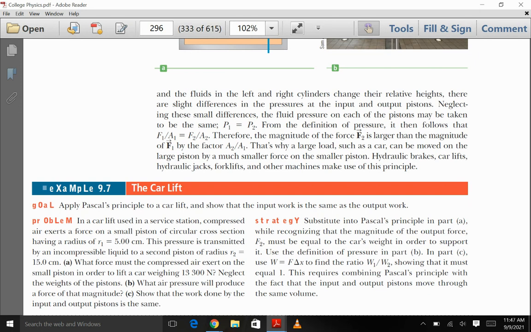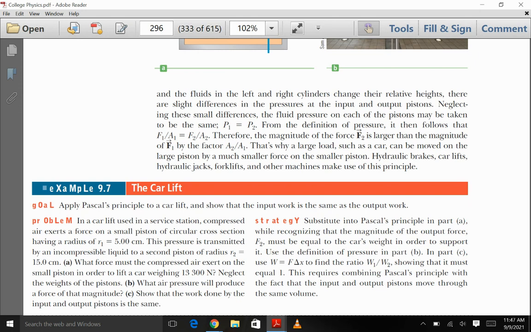So why is the word incompressible important? It simply means that this is a fluid that you can't compress. Because you can't compress it, all the pressure is going to be transmitted evenly throughout the system, right? So that's why that word is important there.